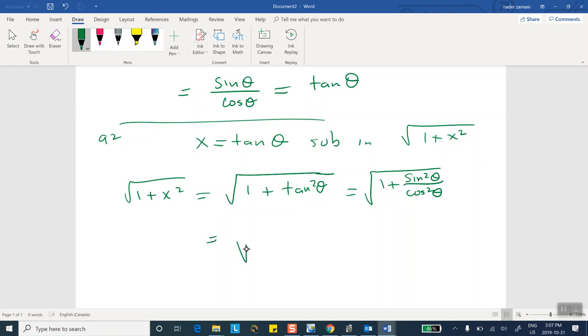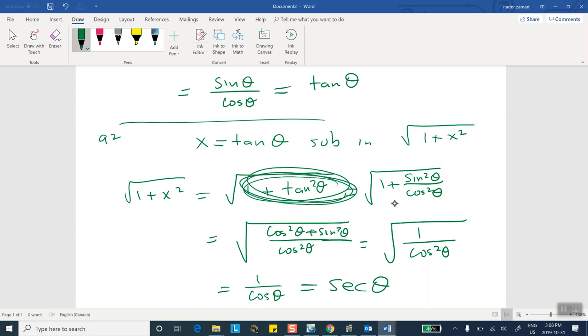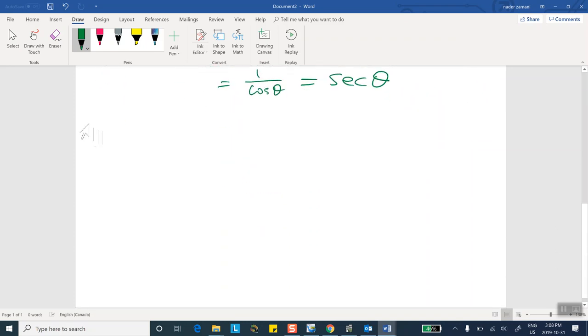This is equal to square root. Common denominator is cos squared theta. Up here we have cos squared theta plus sine squared theta. Square root of 1 over cos squared theta. And this is 1 over cos theta, which is secant of theta. And I said that if you remember that this thing was secant squared theta to begin with, then you can avoid all these things and come up with secant of theta. That's okay.